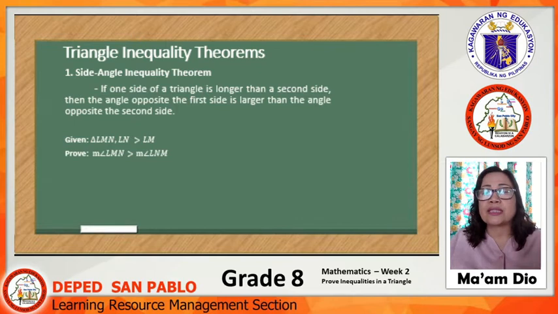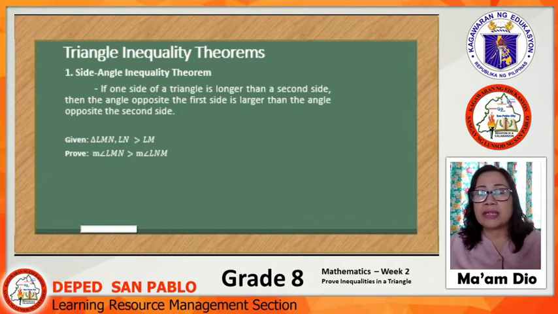This is known as the side angle inequality theorem. It says, if one side of a triangle is longer than a second side, then the angle opposite the first side is larger than the angle opposite the second side. Let's have this as our first proof.